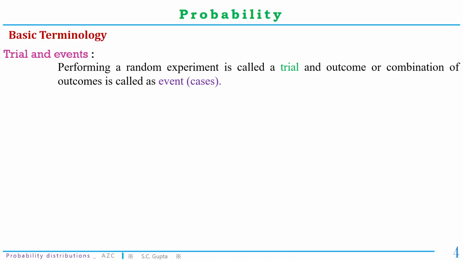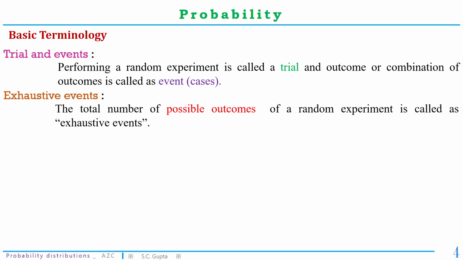Basic terminology in probability. Trial and events. Performing a random experiment is called a trial. An outcome, or a combination of outcomes, is called an event. Events are also termed as cases. Exhaustive events. The total number of possible outcomes of a random experiment is called exhaustive events.